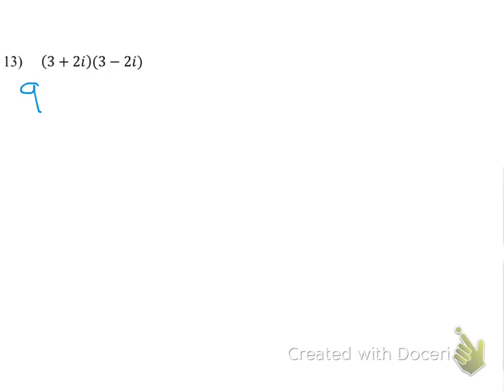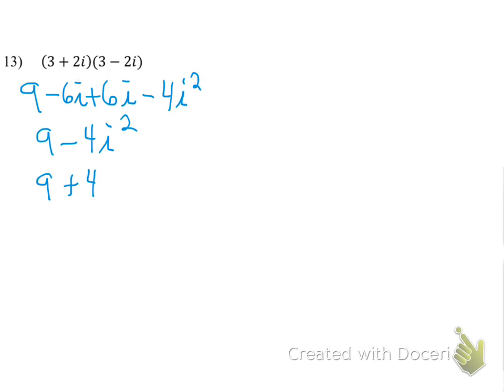So we get our 9 minus 6i plus 6i minus 4i squared when we FOIL here. The 6i's cancel out. 9 minus 4i squared, which is really 9 plus 4, because i squared is the same thing as negative 1. So we get 13.